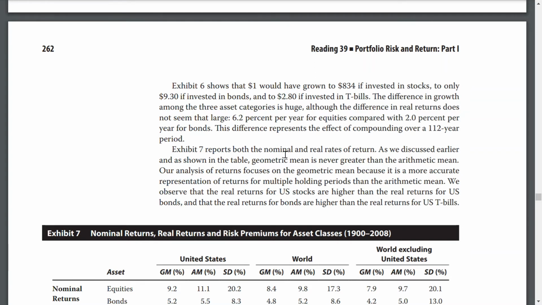Exhibit 7 reports both the nominal rates of return as well as the real returns. As we discussed earlier, and as shown in the table, the geometric mean is never greater than the arithmetic mean. Our analysis of returns focuses on the geometric mean because it is a more accurate representation of returns for multiple holding periods than the arithmetic mean. We observe that the real returns of U.S. stocks are higher than the real returns of U.S. bonds, and that the real returns for bonds are higher than the real returns of U.S. T-bills.